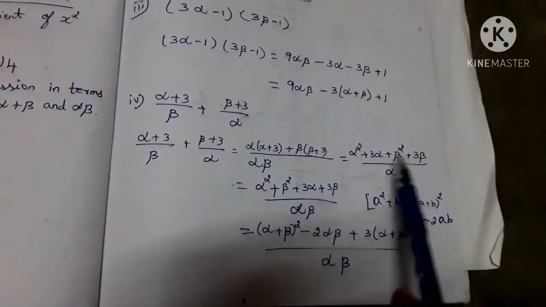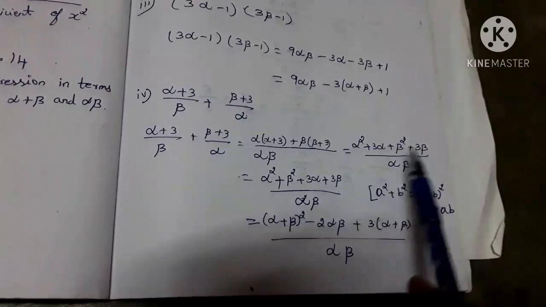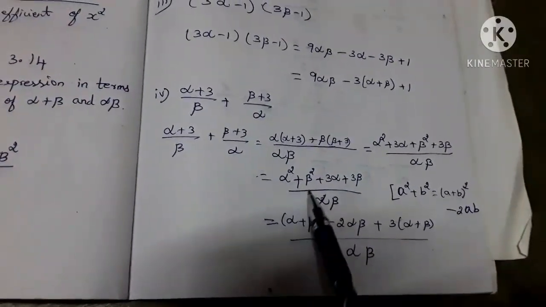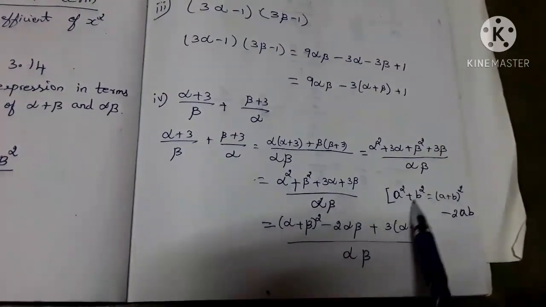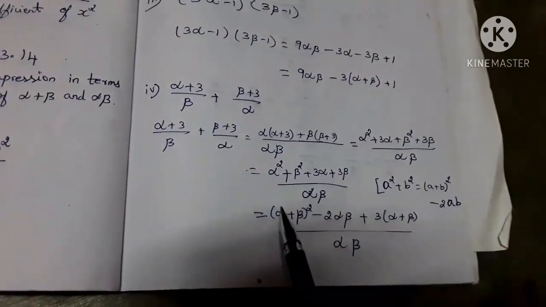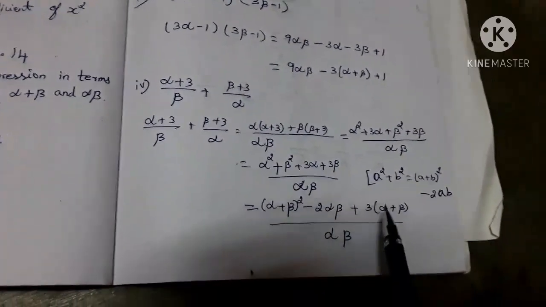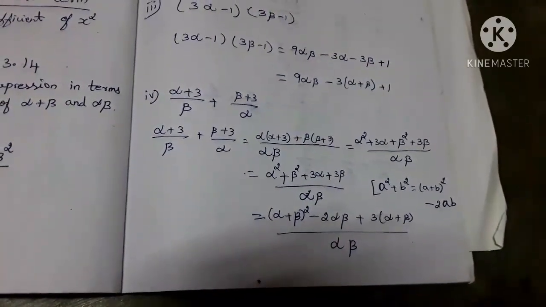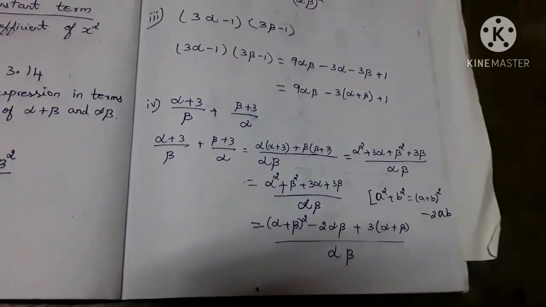Beta square plus 3 beta divided by alpha beta. Next, alpha square plus beta square plus 3 alpha plus 3 beta divided by alpha beta. Alpha square plus beta square, we use the identity (a plus b) whole square is equal to a square plus b square minus 2ab. So we have alpha plus beta the whole square minus 2 alpha beta plus 3 taken as common, alpha plus beta, divided by alpha beta. Now it is in terms of alpha plus beta and alpha beta.